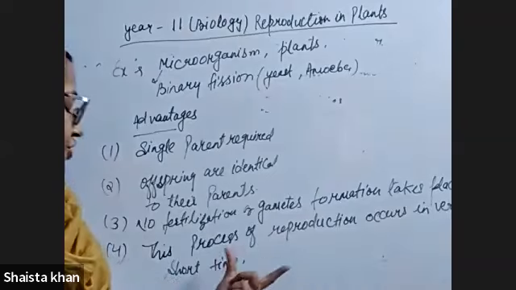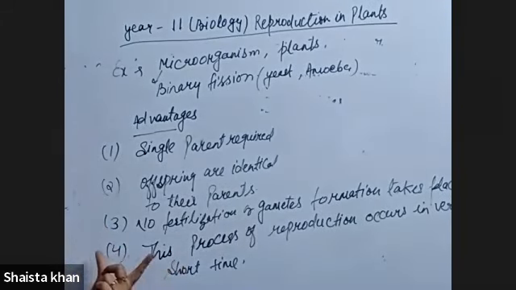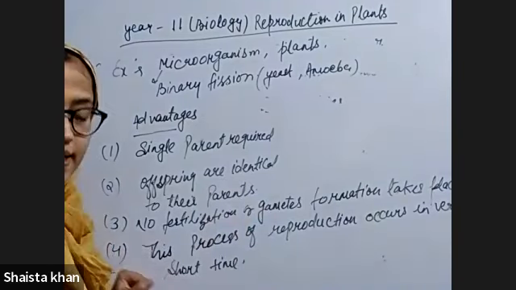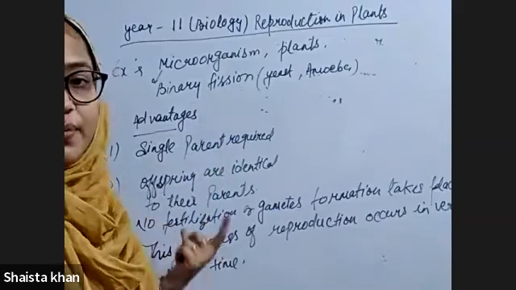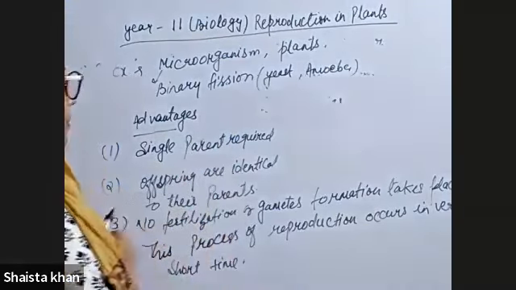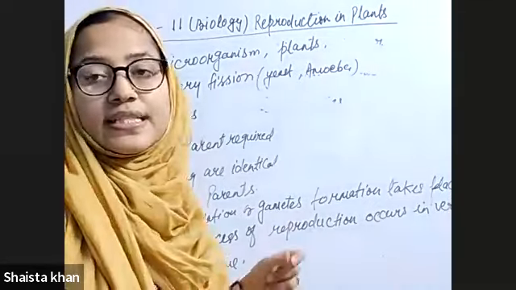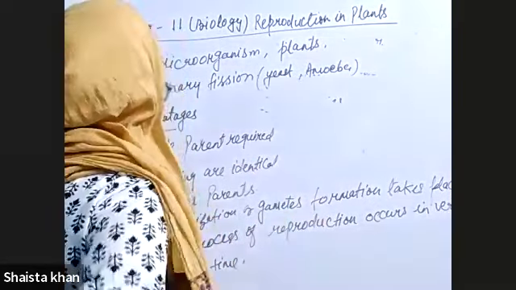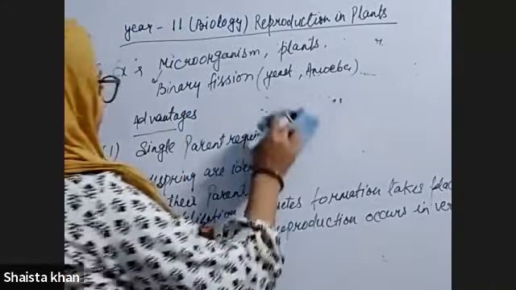This process of reproduction occurs in a very short time, so the organisms multiply and grow rapidly. And these are the advantages of asexual reproduction. Now I'm going to talk about the disadvantages of asexual reproduction.